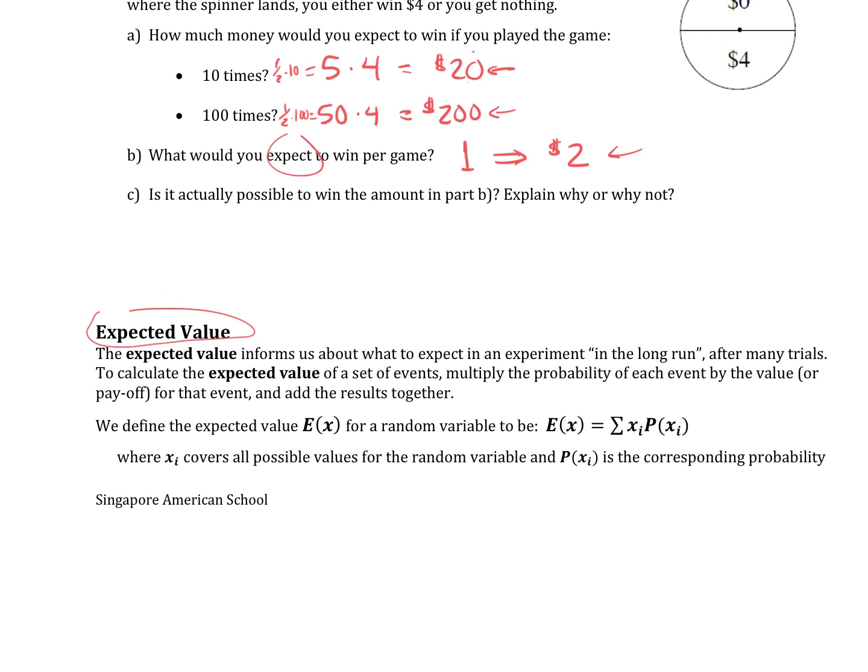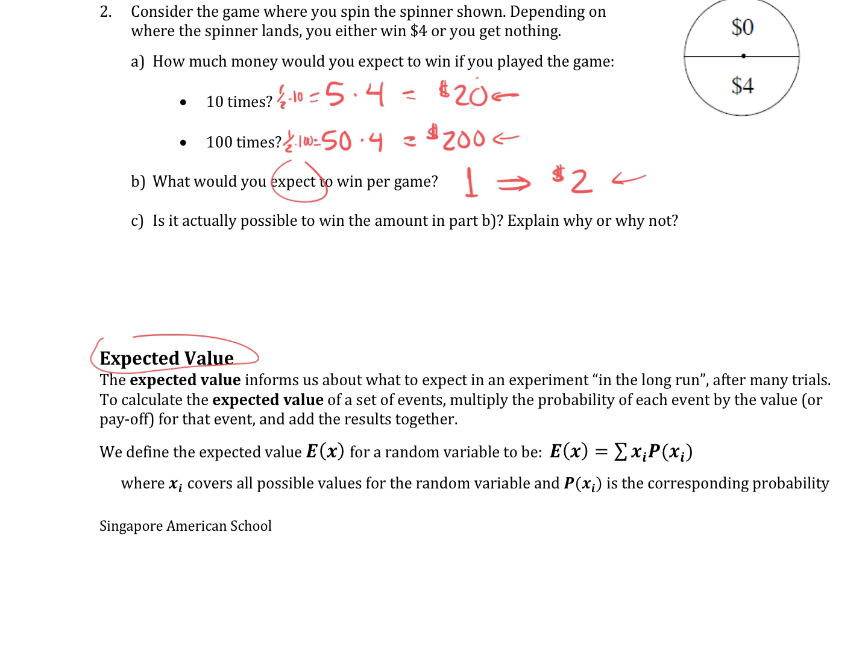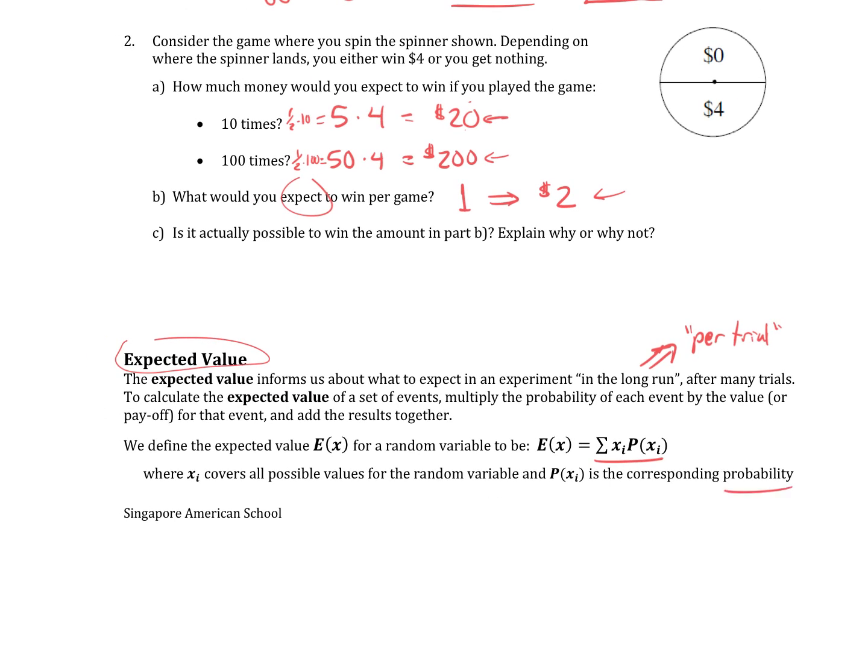All right, expected value informs us about what to expect in an experiment in the long run. And actually, I would even continue that to say per trial. What's the expected value each time you effectively spin the wheel? Calculate the expected value of the event, you do this. Now, this looks like a bunch of crazy notation, but all this is the probability that something happens, which is the P(x) business, times the value of what you get for winning that. It's like the number of points times the probability of getting that number of points, and then you add them all up. That's what this thing means. It just means you're going to add them all up.